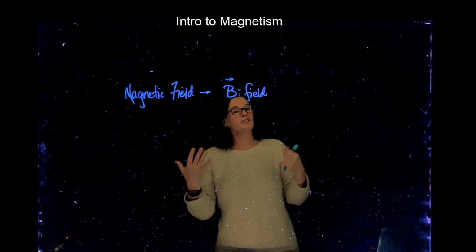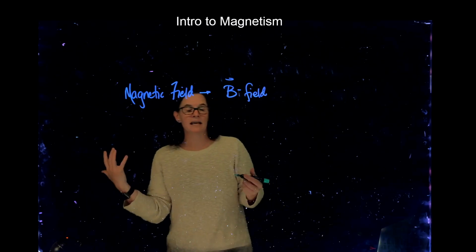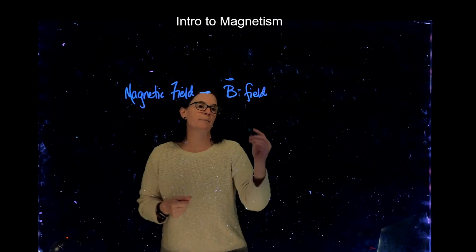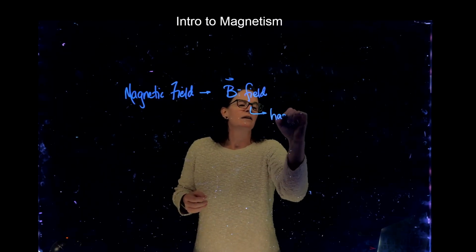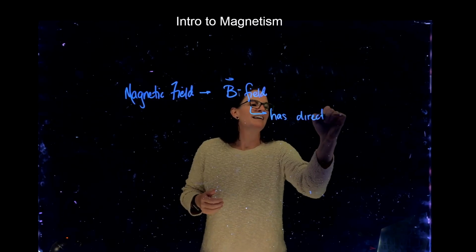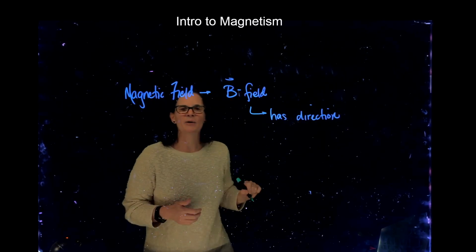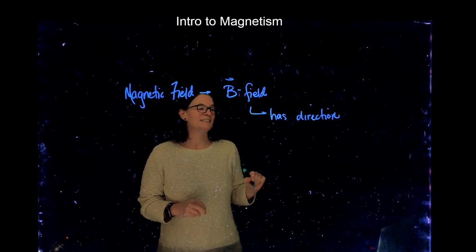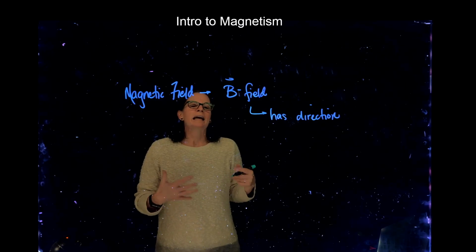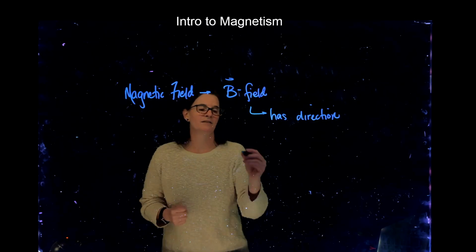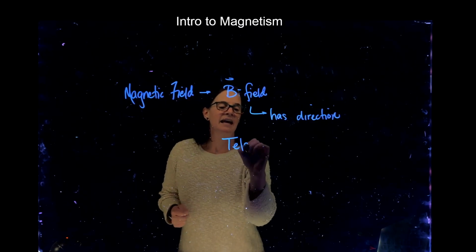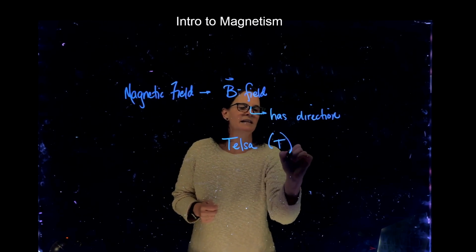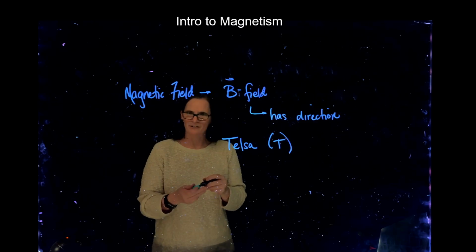There is certainly a direction, so it points, like we said, from north to south. If I'm in a space and I know the direction of that magnetic field, that's going to be important as we look at how magnetic fields influence charged particles or current, the things we're about to dive into. And then we want to know, of course, the unit of the magnetic field. The unit of our field is the Tesla, and we use the capital letter T for that.